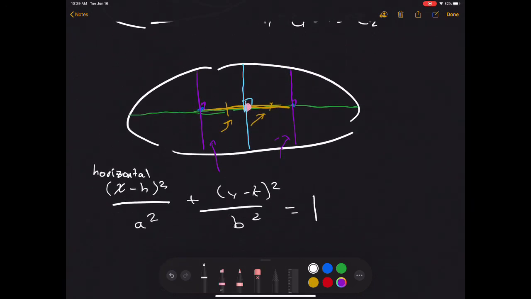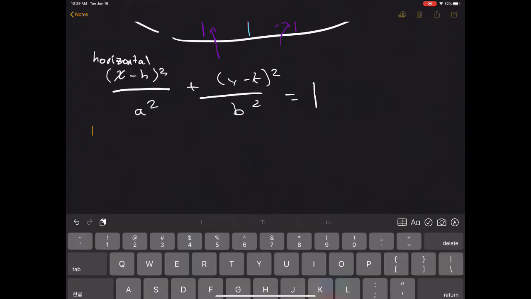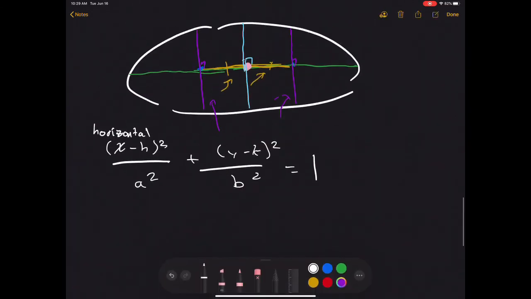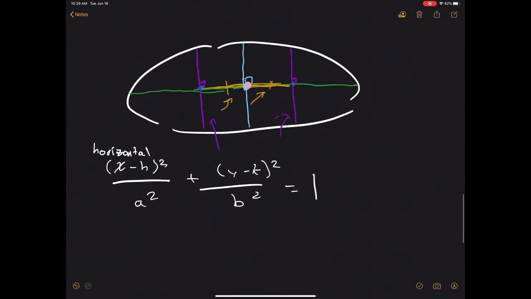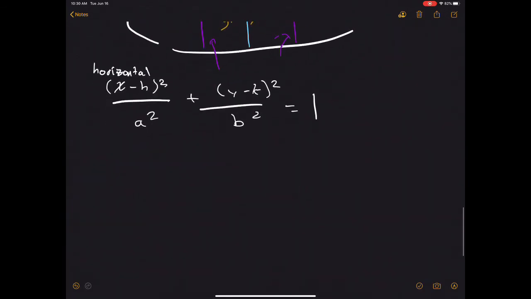Why 1? I don't know, because if you usually do the factoring and all, you usually get something like a circle. I'll just cover it later, it's fine. iPad's not being very cooperative today.